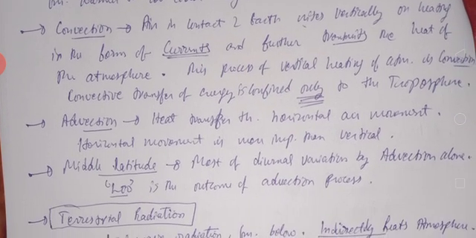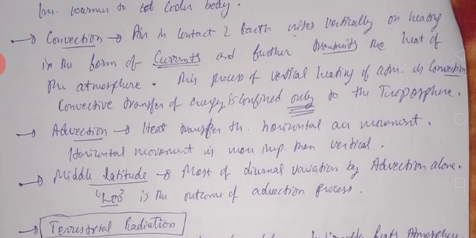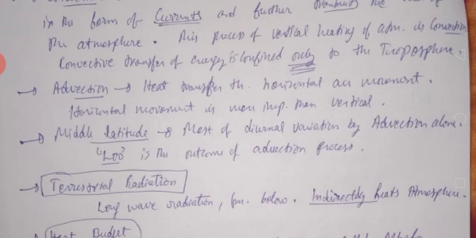Next point is convection. In convection, air in contact with earth rises vertically on heating in the form of currents and further transmits the heat to the atmosphere. This process of vertical heating of the atmosphere is called convection. Convective transfer of energy is confined only to the troposphere. This is important.